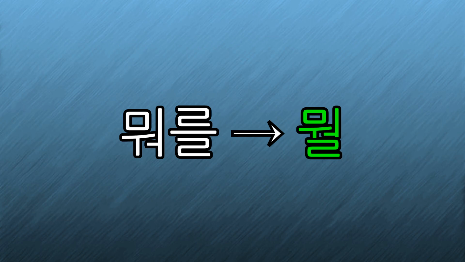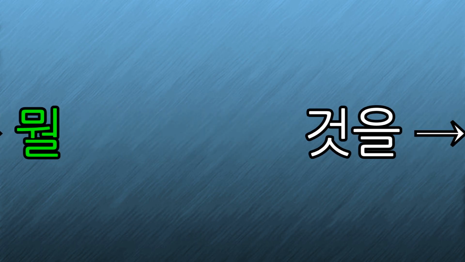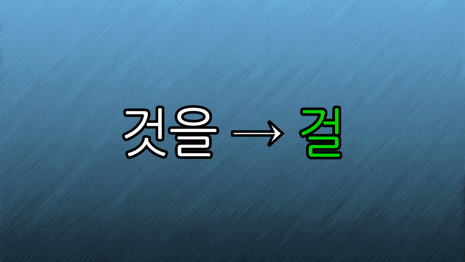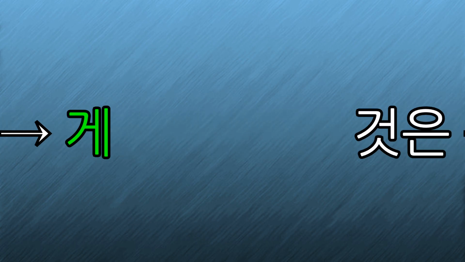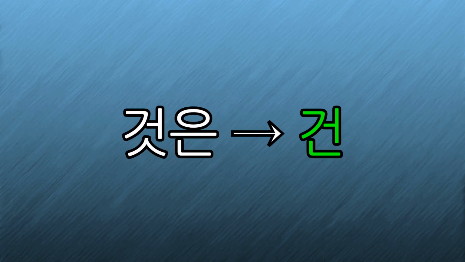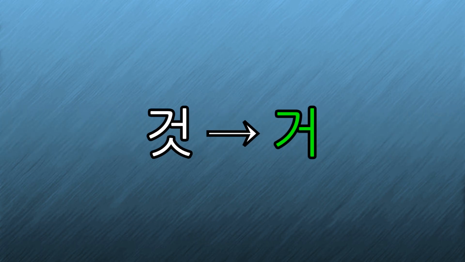뭐, what, can be shortened to 뭘 when it's used with the object marker. 것, thing, becomes 걸 when used with the object marker. And it becomes 게 when used with the subject marker. And finally, it can also become 건 when used with the topic marker. And 것 also has another contraction in some cases, 거.